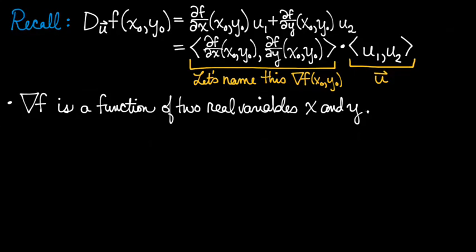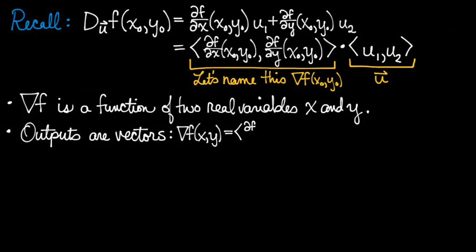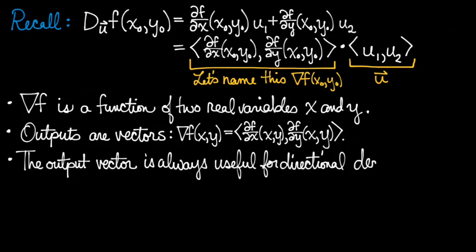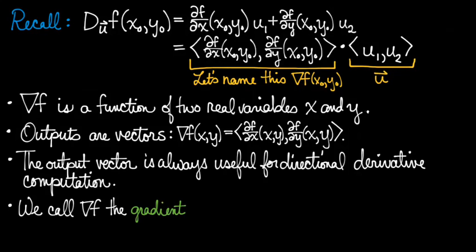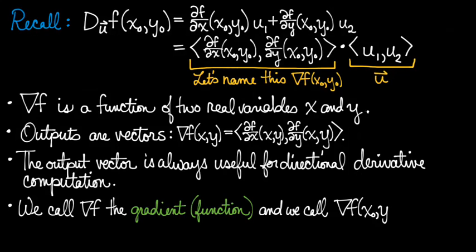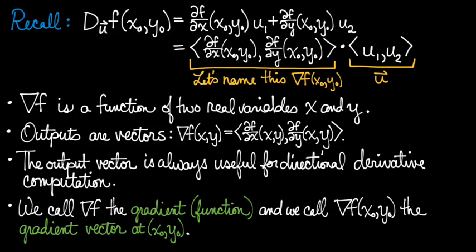The gradient of f is a function of two real variables, just like f. The outputs of the gradient function are vectors, not numbers. The components of the vectors are computed using the partial derivatives of f. This output vector is super useful for computing directional derivatives. We call nabla f the gradient function, and nabla f evaluated at x0, y0 we call the gradient vector at that point. Here's an example.